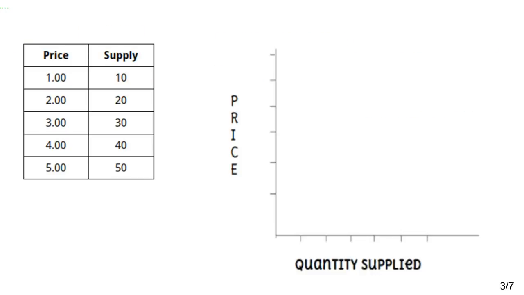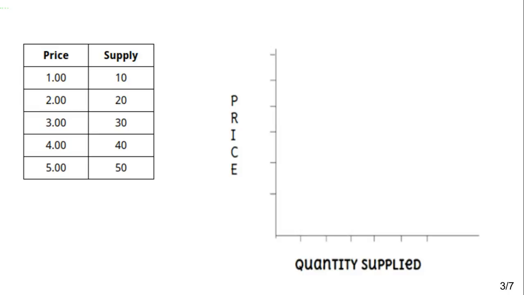All right, so let's look at our supply schedule and our supply curve. So you'll notice price goes up $1, $2, $3, $4, $5, and then supply goes up 10, 20, 30, 40, 50. So as price goes up, supply goes up.